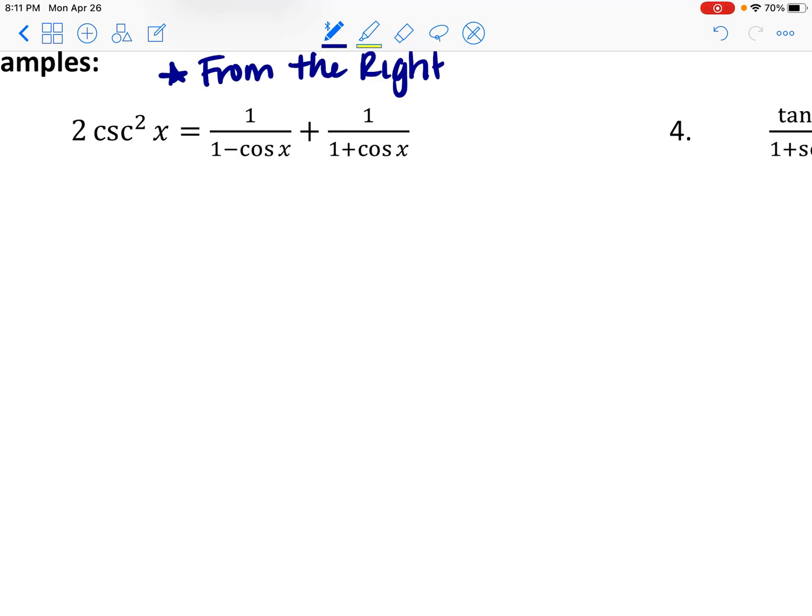Now, I don't want to swap out cosine, but I can add two fractions if I get common denominators. So what I'm going to do is get a common denominator, which would be one of each of these terms. So my first fraction, I'm going to have to rewrite this, so it's going to get to be a mess. I have 1 over 1 minus cosine x. I'm trying to add 1 over 1 plus cosine x.